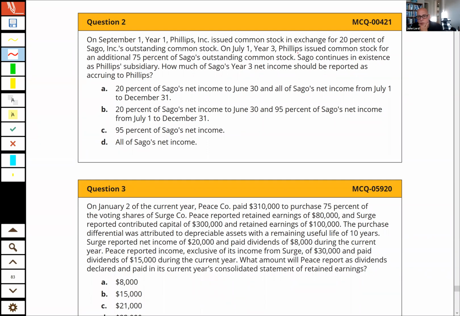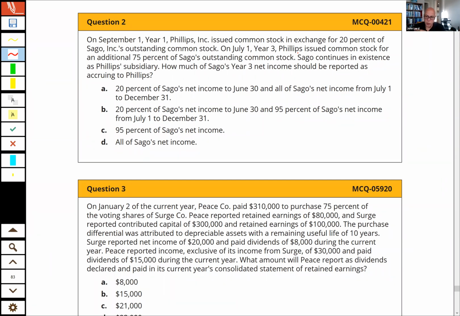On September 1st, year one, Phillips Inc. issued common stock in exchange for 20% of Sago's outstanding stock. On July 1st, year three, Phillips issued common stock for an additional 75%. And this really was something we talked about last time. You only take your portion of the net income from the period that you acquired the subsidiary forward. So you don't take 100% if you only bought them. Remember, I said if you bought them in July, you only take half of the year's net income.